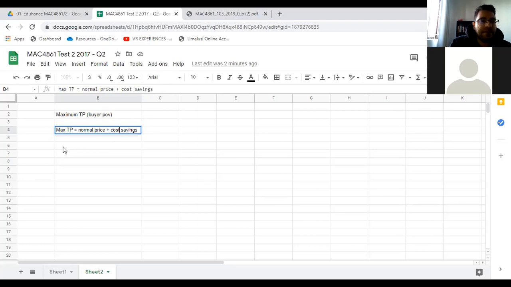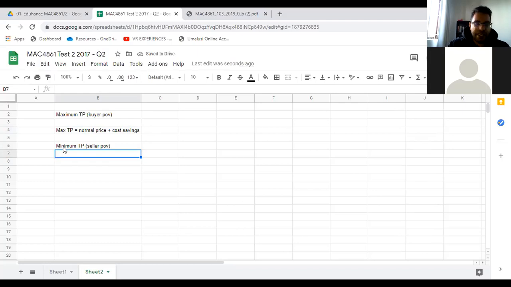The next one is the minimum price. The minimum TP, and this is from the seller POV, seller point of view. So the minimum price is as follows. The minimum transfer price equals variable costs plus contribution margin foregone.